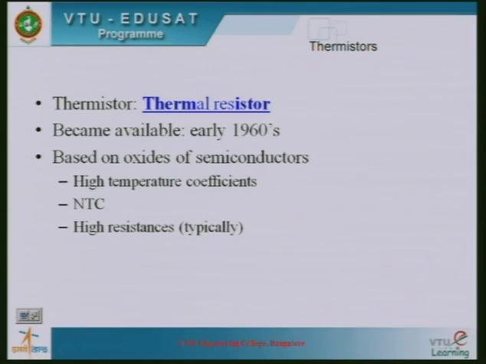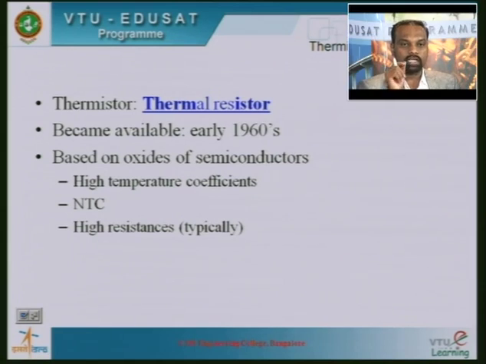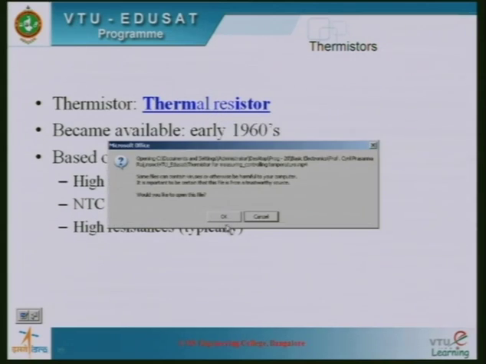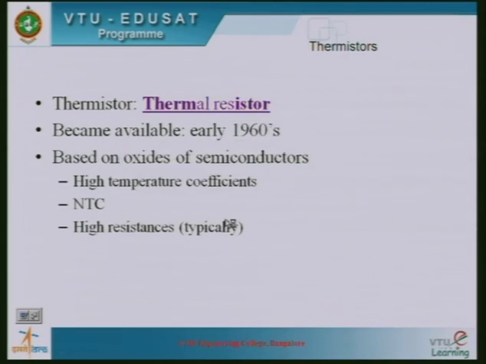Now let us also understand the other kind of RTD, called thermal resistors. It became available in the 1960s, and this thermal resistor can be NTC, negative temperature coefficient. It offers high resistance and has high temperature coefficients. Let us watch a small video on what these thermal resistors are, and then discuss them.